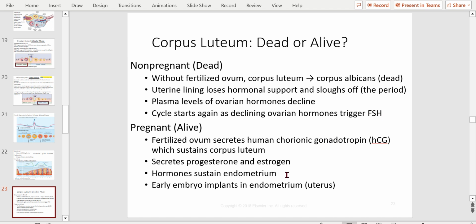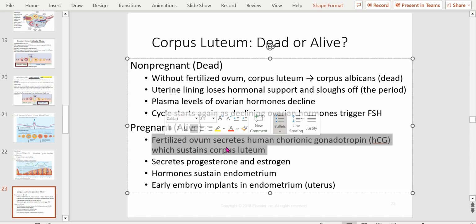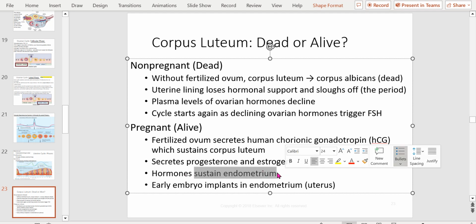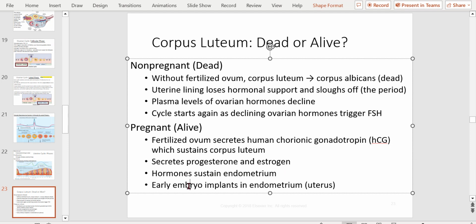In a pregnant individual, the corpus luteum is alive. The fertilized ovum secretes human chorionic gonadotropin, which sustains the corpus luteum. Very good point. We need that corpus luteum's life to be extended. So there you go, HCG. The corpus luteum secretes progesterone and estrogen. These hormones sustain the endometrium and keep it at the level that it's needed. The early embryo implants in the endometrium.